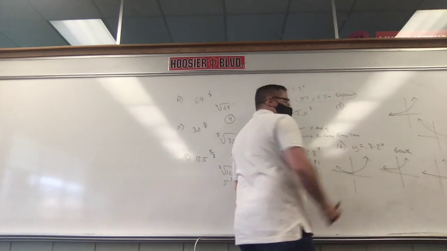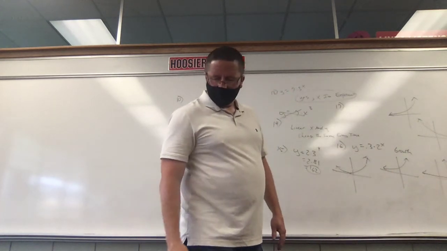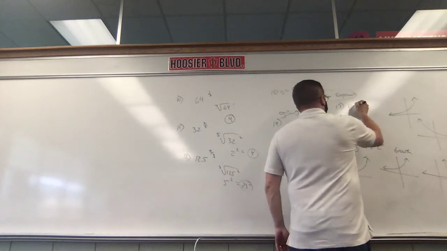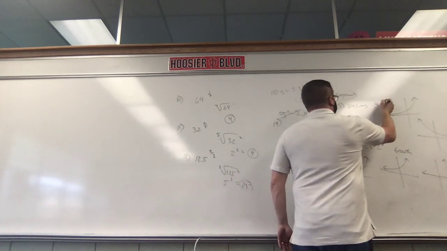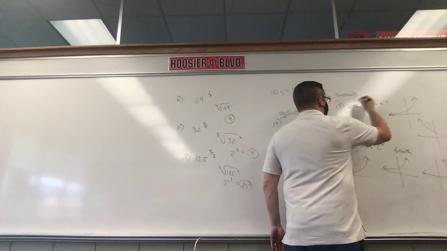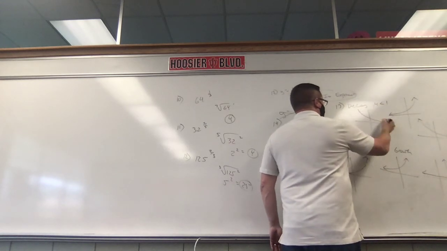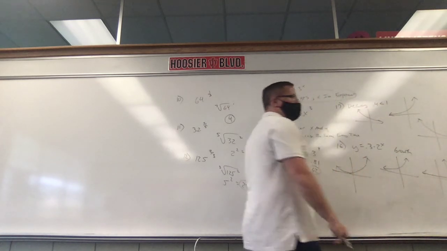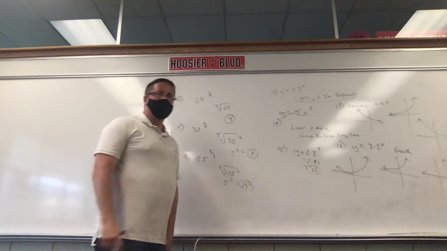17, last one. Is it growth or decay? Decay. Why? Because 0.4 is smaller than 1. The exponent base is smaller than 1. Okay, so is it going to swoop up or swoop down? Down. That's all I want, just something like that. Nothing fancy.